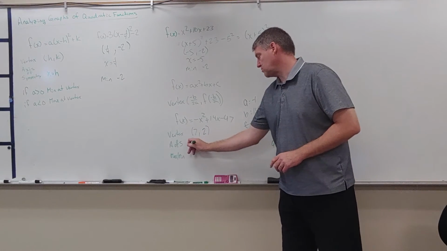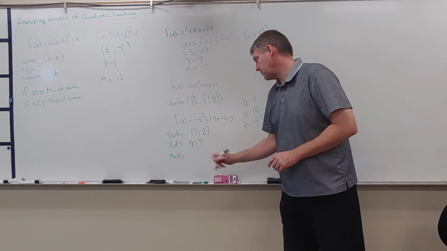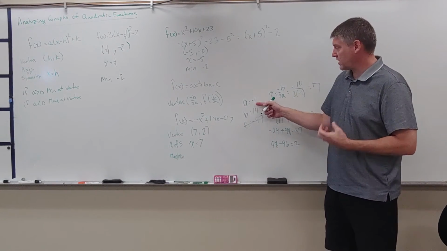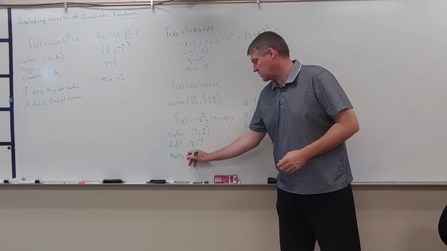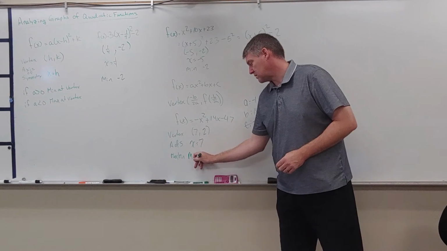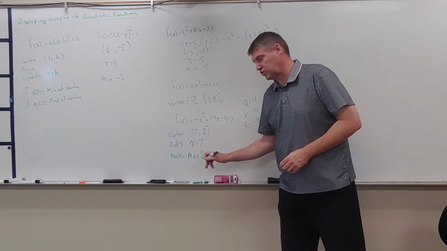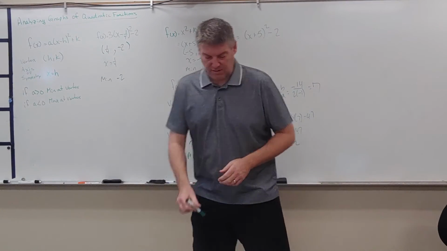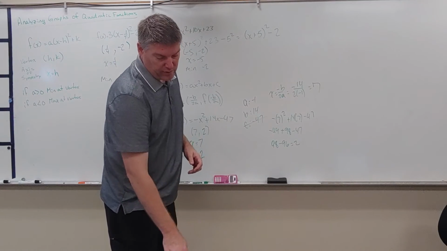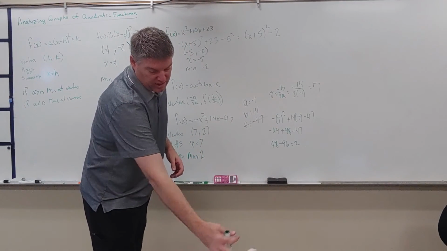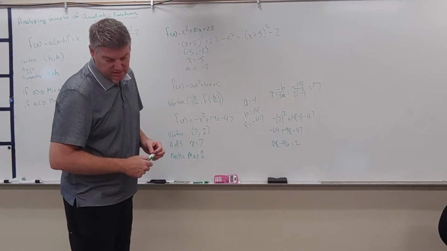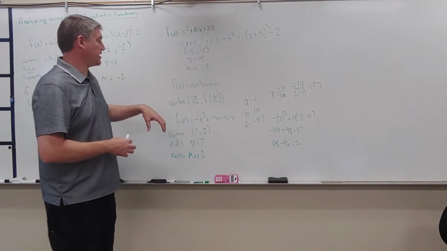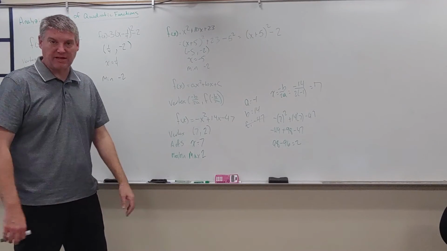My axis of symmetry is going to be my x-coordinate, x equals 7. And now I have to determine if it's max or min. So I look here, a is negative, a is less than 0. So it's a max at 2. Okay? So that's utilizing it. We could go through and graph these. Most of the time we're just analyzing this, finding that vertex and comparing it to a graph.